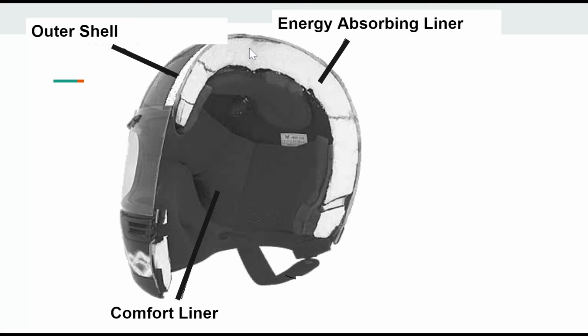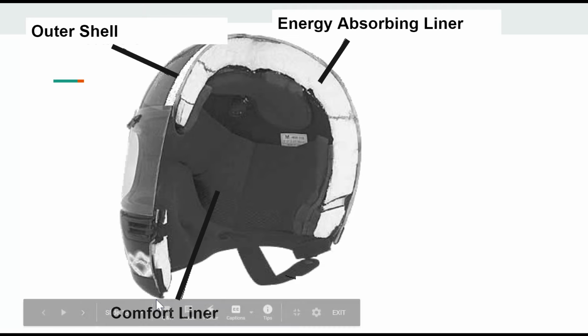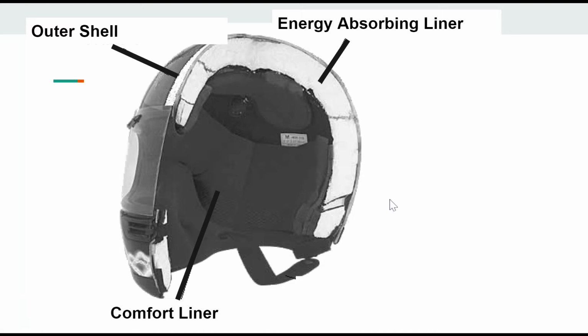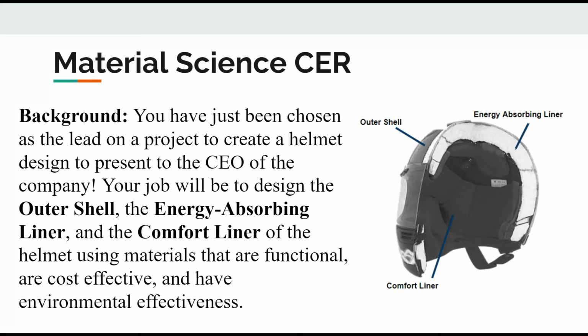Inside of that is an energy absorbing layer. It's the thickest part, and on my bike helmet it's usually something like a styrofoam. And then on the inside, to make this comfortable, you want something that is going to provide some cushion. So thinking about that, the assignment states this background.